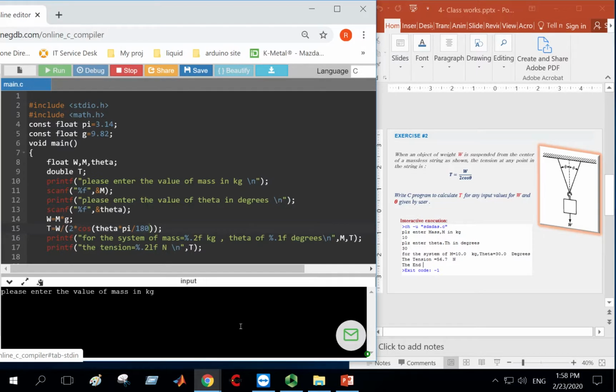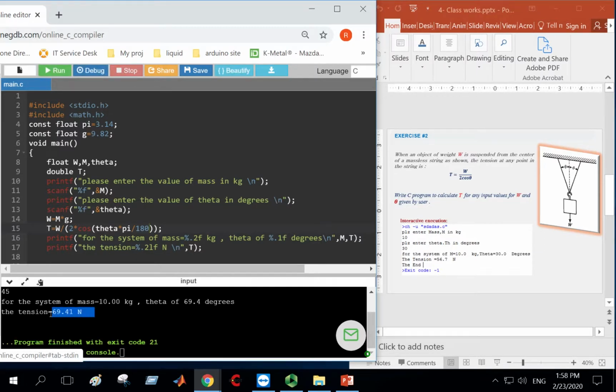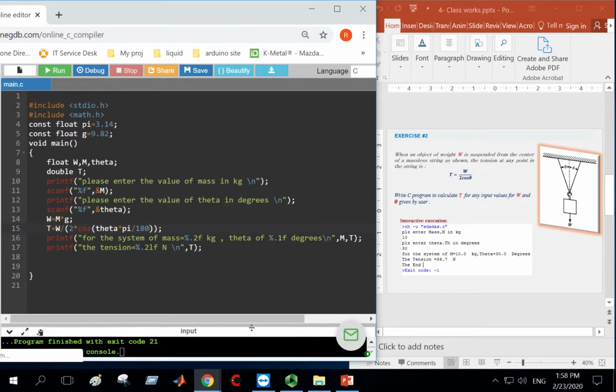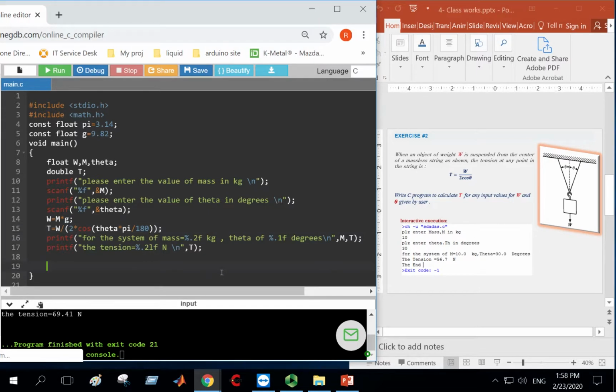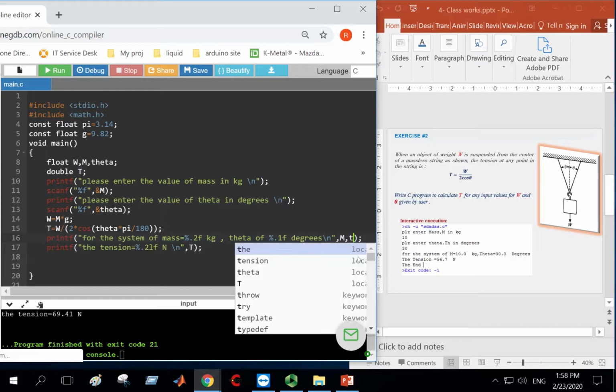Please enter the value of mass in kilogram, which is 10. Please enter the value of theta in degrees, which is 45. As you see, same force exactly, same tension in Newton, but theta is still 69.4 degrees. But theta, okay, printf the system of mass equal, theta equal, yes, this is the wrong one. The mistake is that we took the value of the wrong variable. It should be theta, not t.